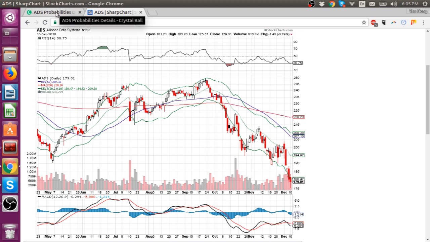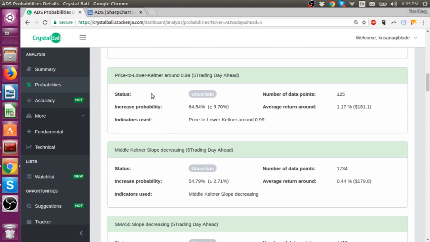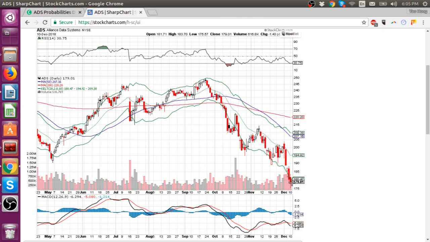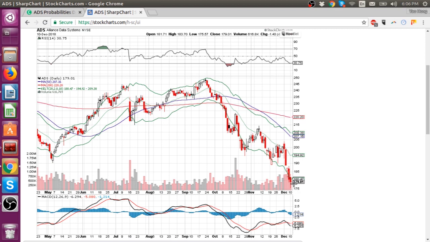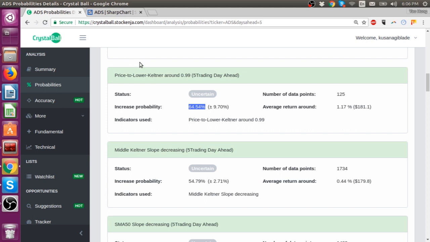So we go to crystal ball, scroll down a little, and you will find the price to lower Keltner channel around 0.99. This simply means how far the price is away from the lower Keltner channel. So the current price is around 99% of the lower Keltner channel, and this implies that there is roughly a 64% chance of closing higher 5 days later than the price of $179. So that's pretty good, right?